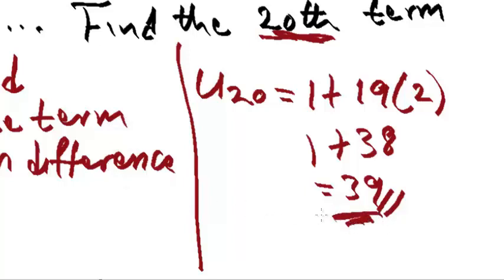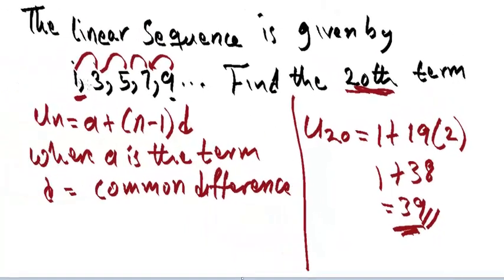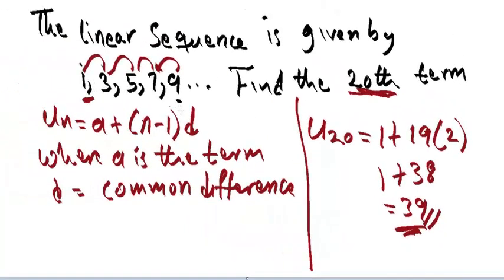And if you want, you can continue the sequence and verify for yourself, and you will find out that if you start counting from the first term 1, 2, 3, 4, by the time you get to the 20th, the value there is going to be 39. So we have that. We call it a day.